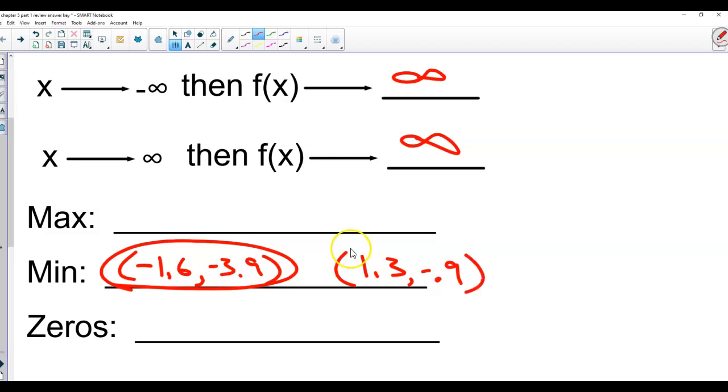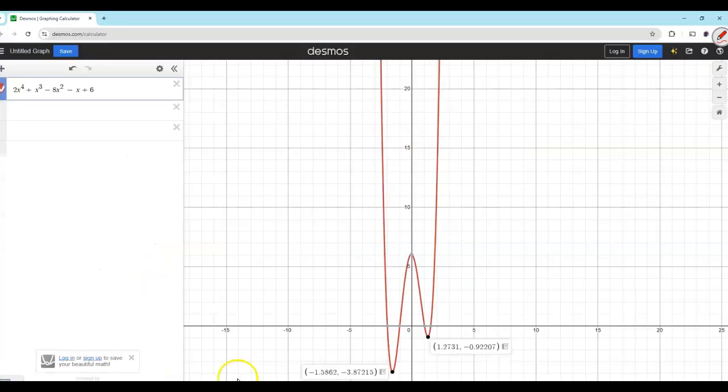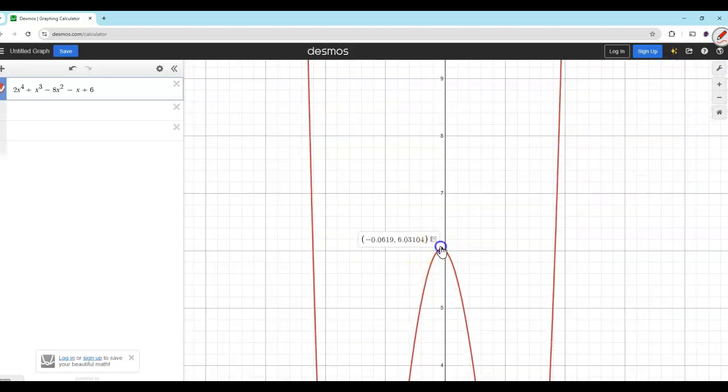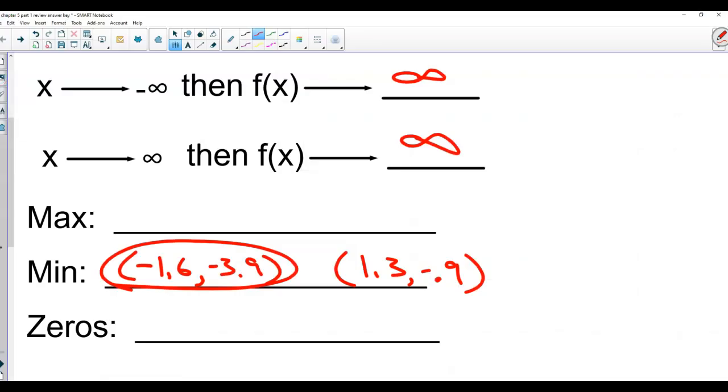My maximum, and these are local, is going to make sure you don't do the y-intercept. You've got to take the max, which is negative 0.1 and 6.0. So my max, that's local, negative 0.1 and 6.0.